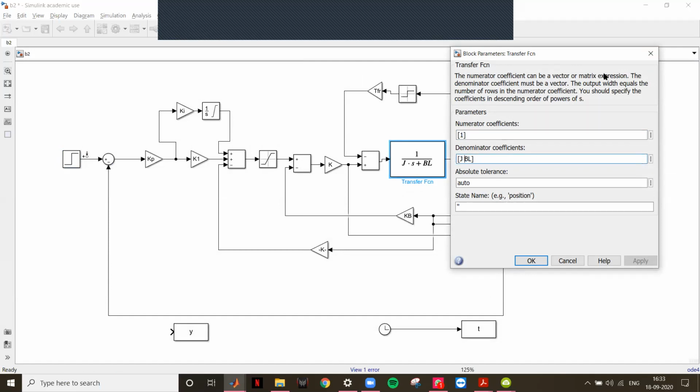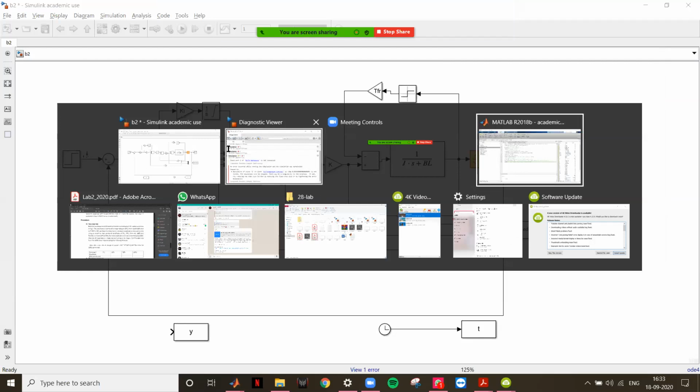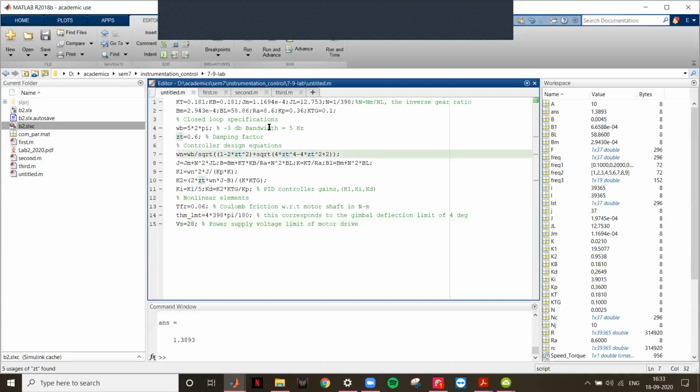You have to go to that parameter file, the .m file. Yes, sir. Yeah, this .m file, B1, BL. Where is BL? B is here, sir. Bm plus KT KV by RA plus n square. Ask him to remove KT KV by RA here. No, you have to apply B1 only.